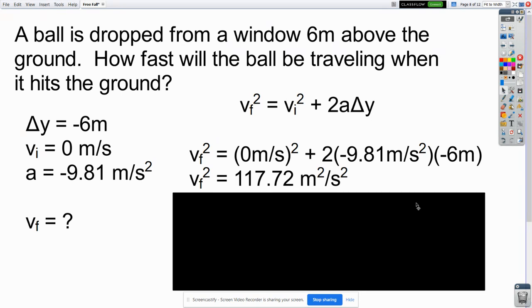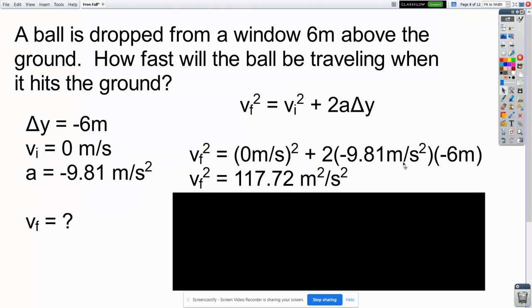Again, this is where signs become really important. My delta y is negative. Why is my delta y negative? Because I'm dropping it. Any delta is final minus initial, or where you finish minus where you start. I finish at 0 on the ground, and I start at 6. 0 minus 6 is negative 6. I'm dropping something, so my delta y is negative. Acceleration is also negative because that's what it is on Earth. It always goes down towards the ground.